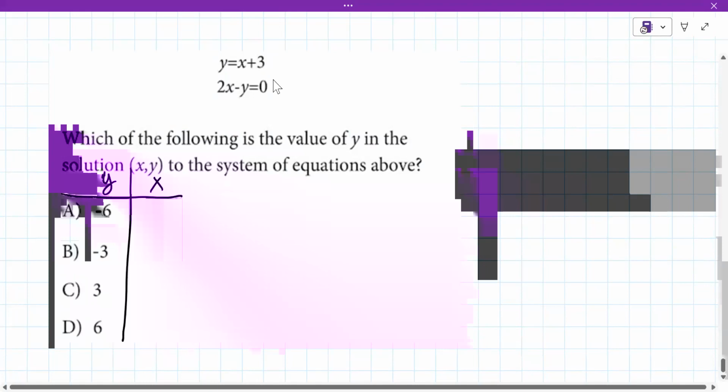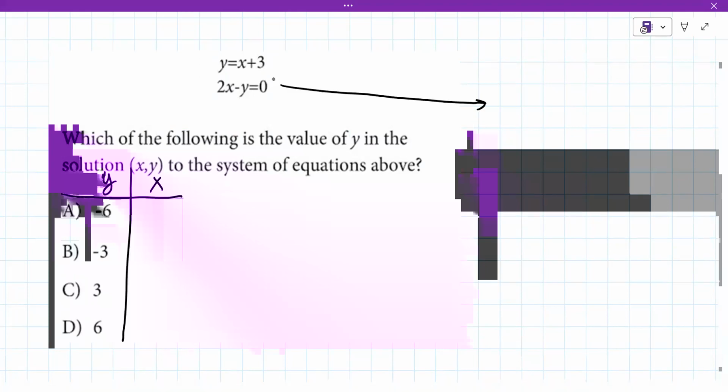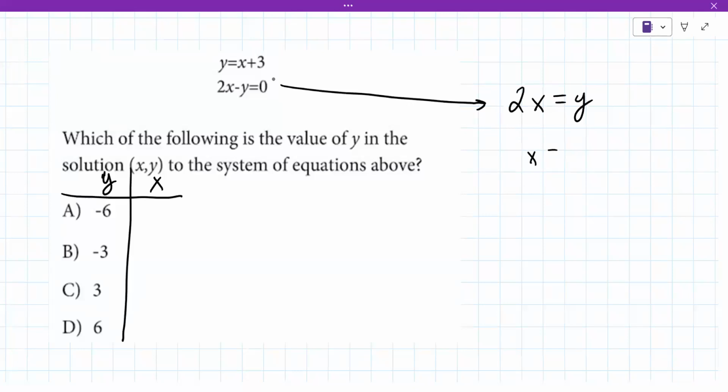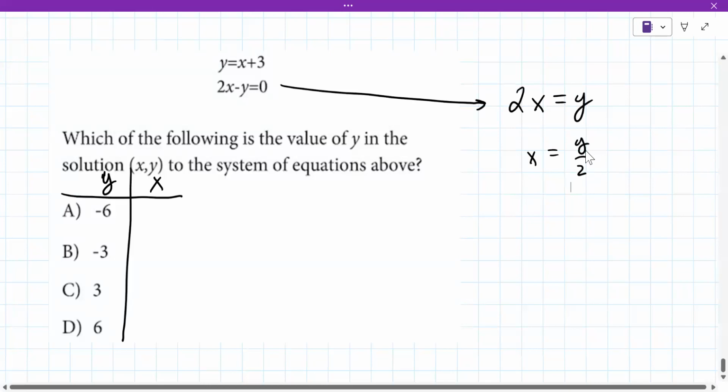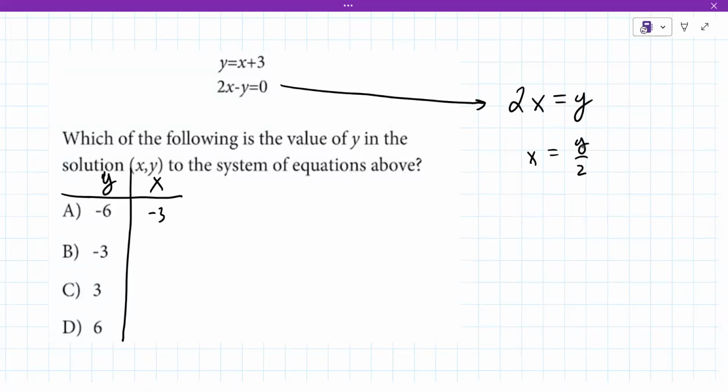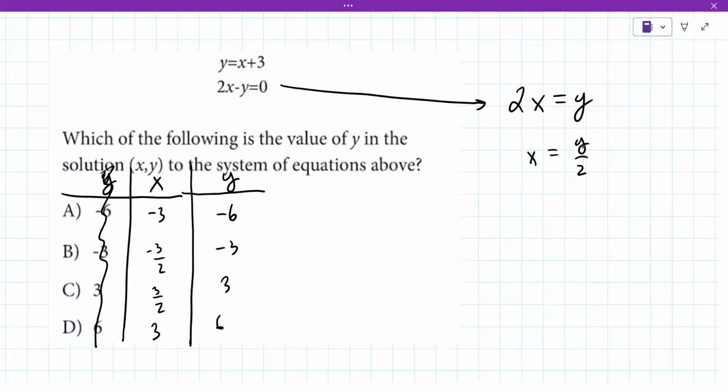I'm going to use the second equation, just because I probably always do the first. So this is really 2x equals y, and x equals y divided by 2. What it says is that the x value is half the y value, minus 3, minus 3 halves, 3 halves, and 3. Then, because I don't like to read things backwards, I'm going to rewrite the y values and just cross them out.